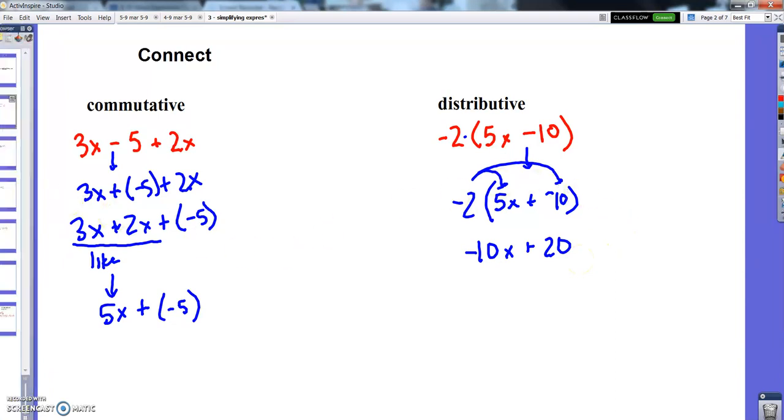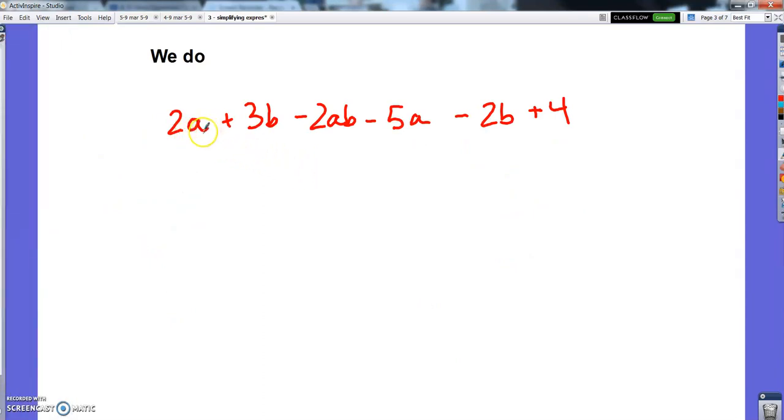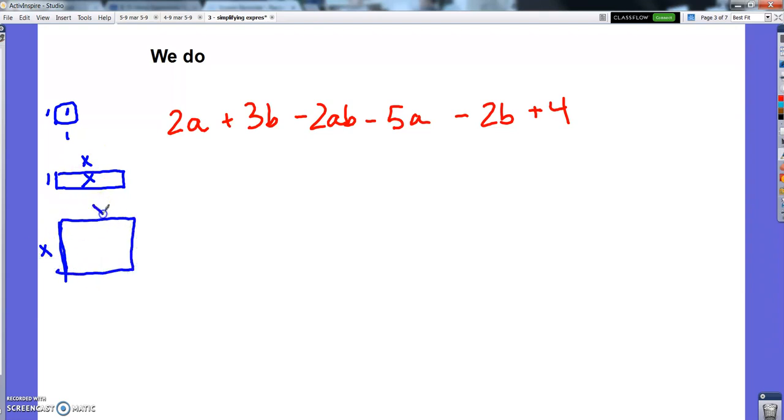Okay, so let me show you a few things that may be a little trickier that you could see. The first one is you may not always have the same variable. When I've drawn these in the past, remember we had blocks that were 1 by 1, and we called those ones. And then we had blocks that were 1 tall by x, and their area was 1 times x is x. And then we also had blocks that were x tall and x wide, and their area was x times x is x squared.